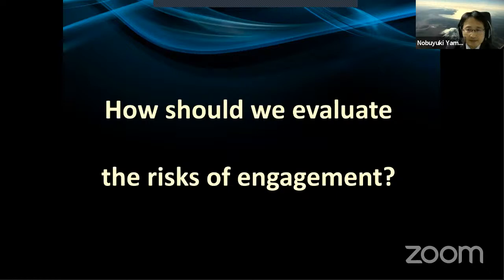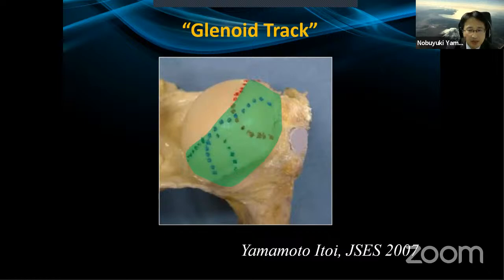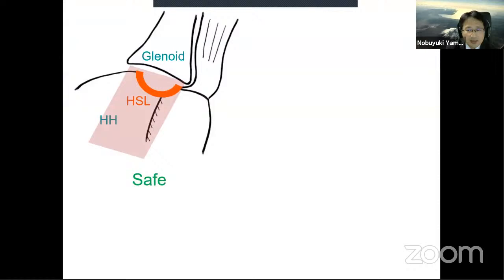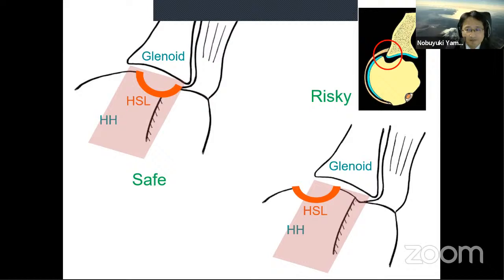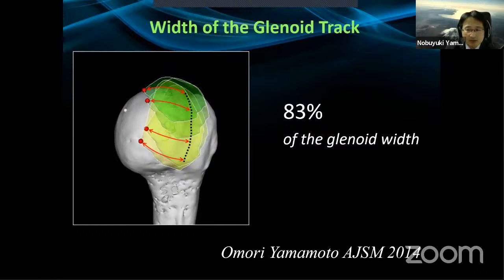So how should we evaluate the risk of engagement? We have proposed the concept of the glenoid track to evaluate the risk of engagement. If the Hill-Sachs lesion is located within the glenoid track, it's safe. However, if the Hill-Sachs lesion is out of the glenoid track, it's risky. The value of the glenoid track was demonstrated to be 83% of the glenoid width.